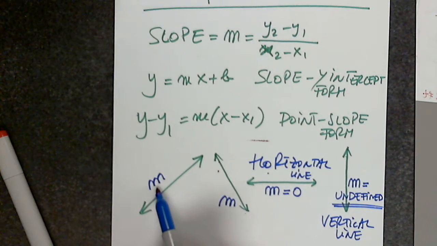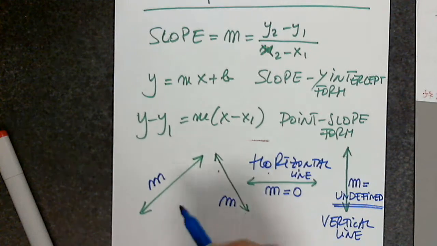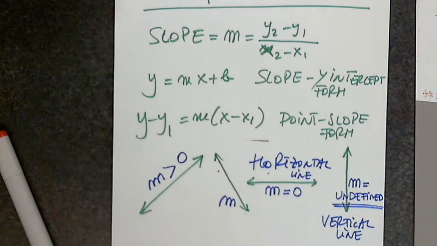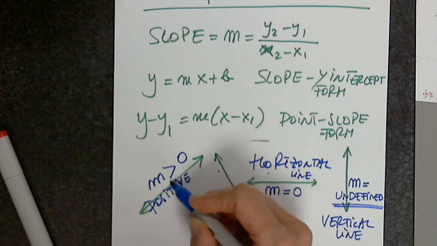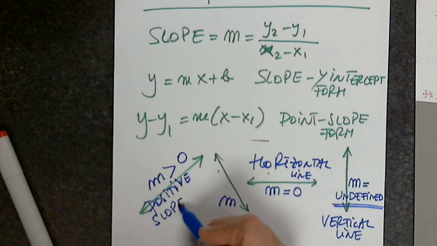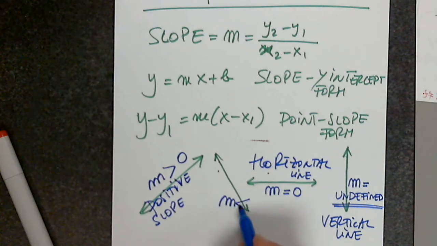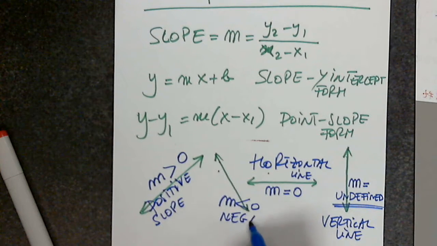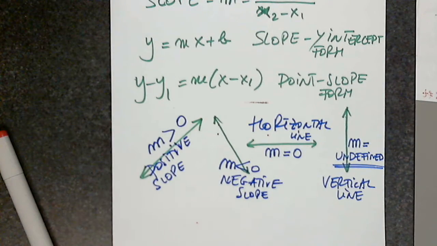Okay. What type of slope is this? Positive. Very good. Positive slope. And therefore, the last line will have what type of slope? Very good. Negative slope. Perfect. Two more items here, and then we'll move on to problems.